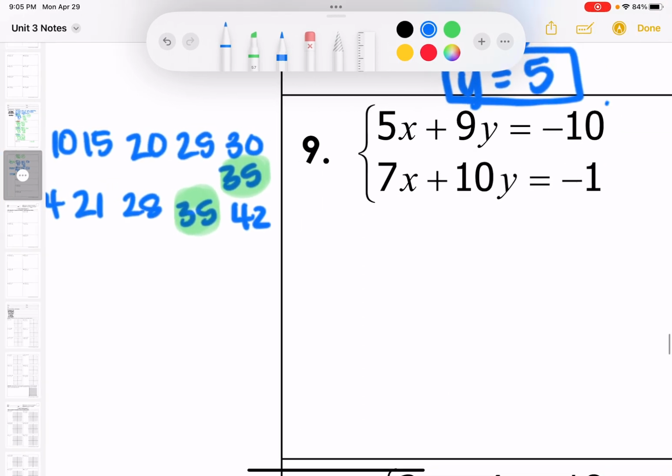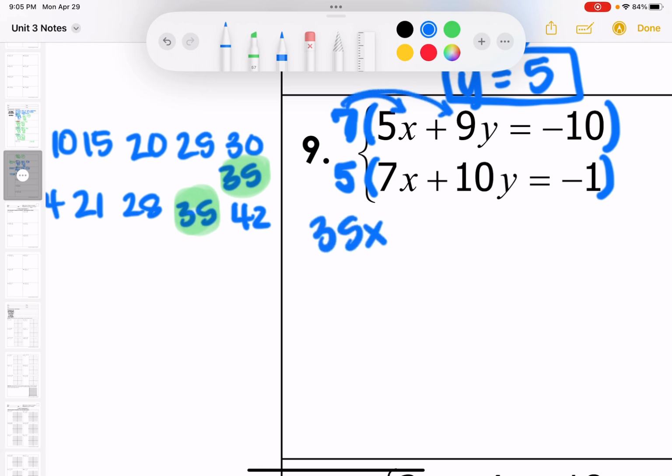So I'm going to multiply my top equation by 7, because 7 times 5 will give me 35. And then I'm going to multiply my bottom equation by 5, because 5 times 7 will give me 35. Okay, remember we're going to multiply the whole equation. So 7 times 5x is 35x. 7 times 9y is 63y. And 7 times negative 10 is negative 70.